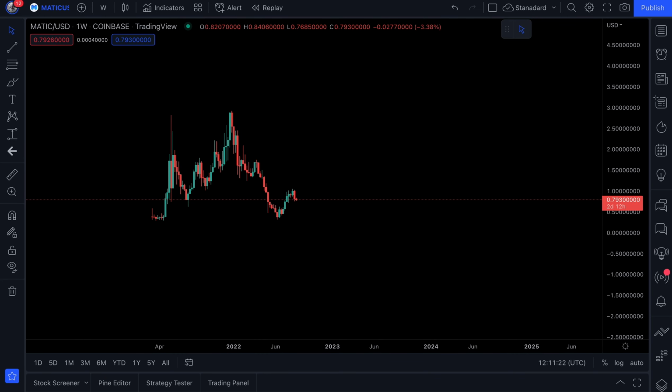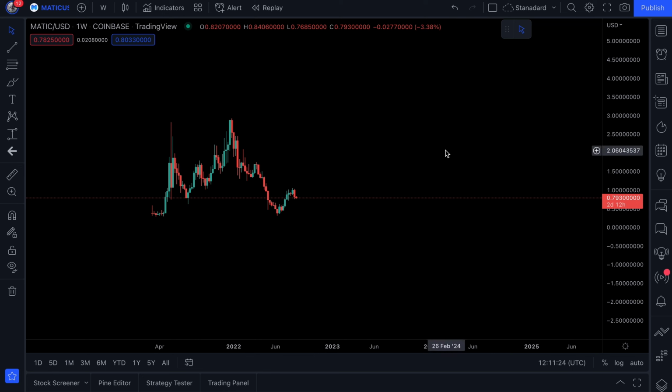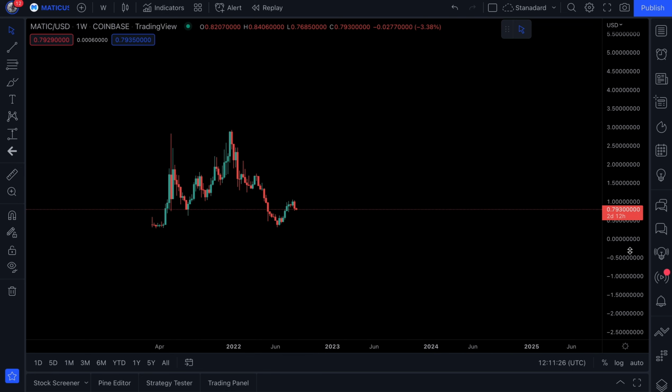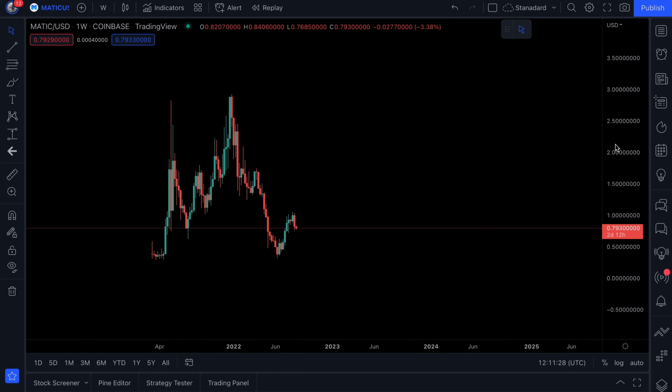Now, let me get straight into this price prediction. So the price now is, we wish, 79 cents at the moment. And let's say the market begins to take off from where it is. I do believe we have found the market bottom anyway, so I do expect Matic to start taking off.